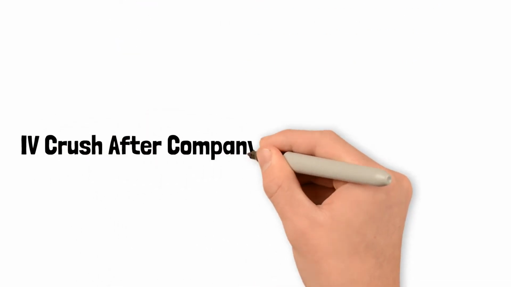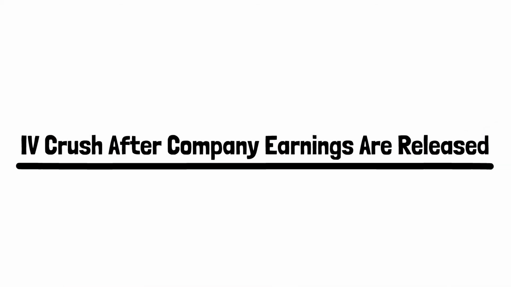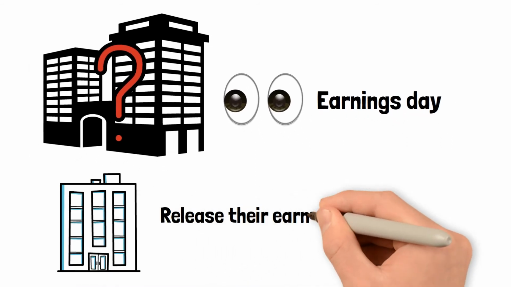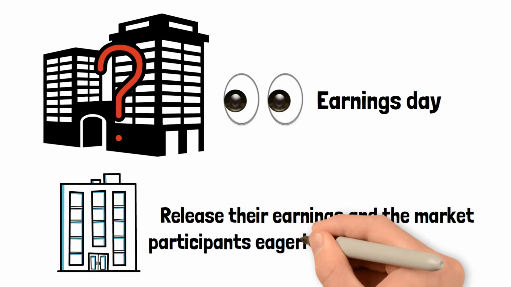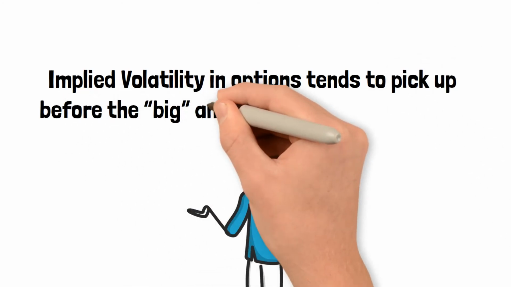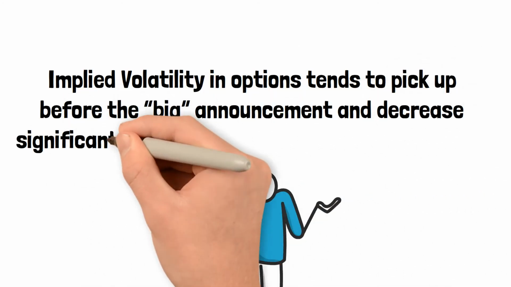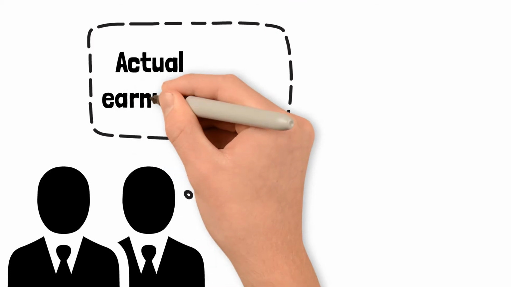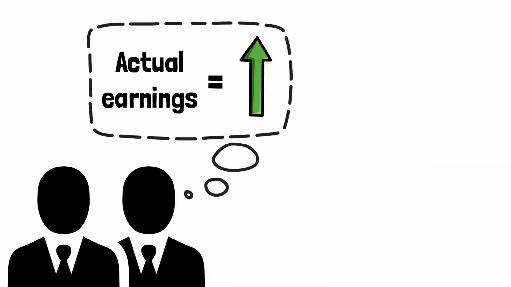IV crush after company earnings are released. Companies are veiled in secrecy, yet we get a glimpse under the veil during earnings day. Every quarter, public companies release their earnings and the market participants eagerly anticipate this date. This is why implied volatility in options tends to pick up before the big announcement and decrease significantly immediately after the announcement.